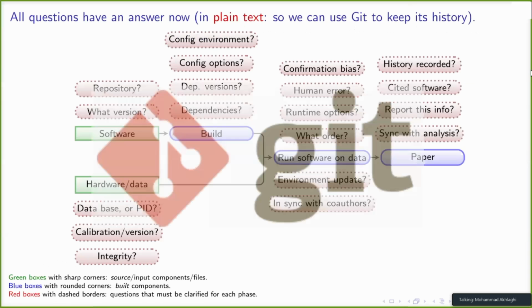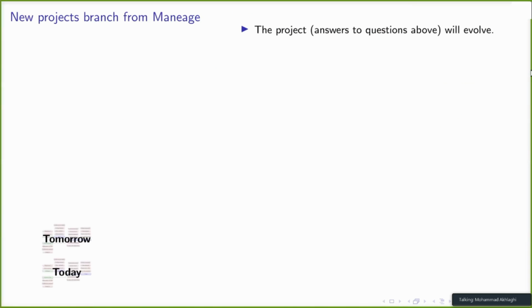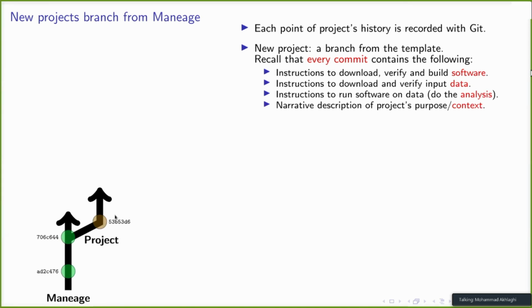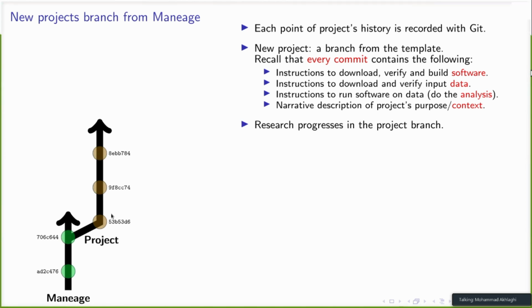So for example, you see we have all of the answers to these as a Git project. So if today and tomorrow you update your project, this is how Maneage is defined. Maneage is actually a Git branch. So you branch off your project here. You want to start your project today, so you branch off from Git, from the main branch.